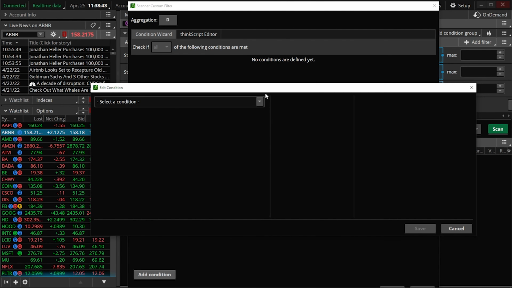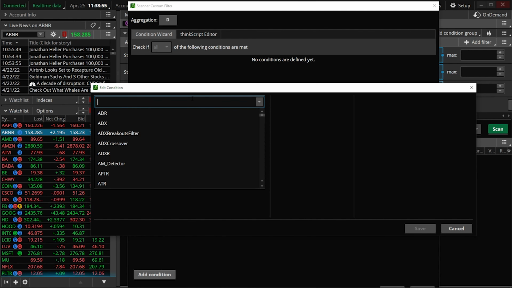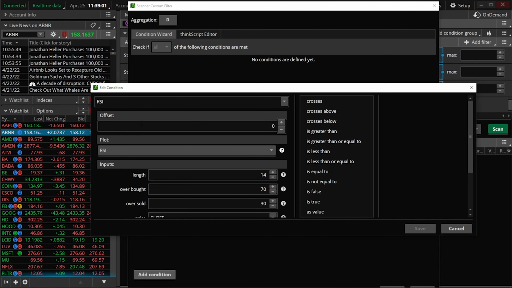So what I'm going to do is come up here to select a condition. It's going to be a study condition. I'm then going to type in RSI in the search box up at the very top and go ahead and select it down below. Looking here, we can see our default parameters are exactly what I want to use. Right here it says 14 periods, 70 and 30 are oversold or overbought. For this first one, I'm going to be looking for stocks that were recently oversold.